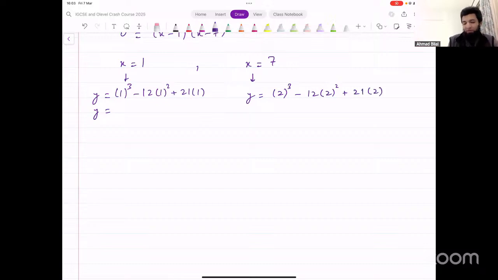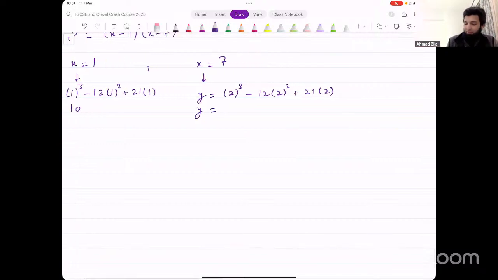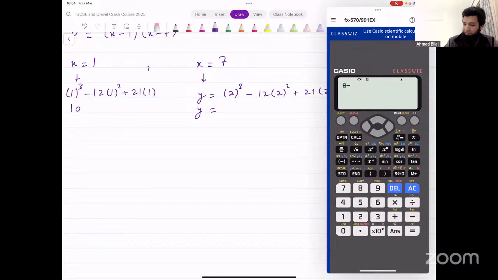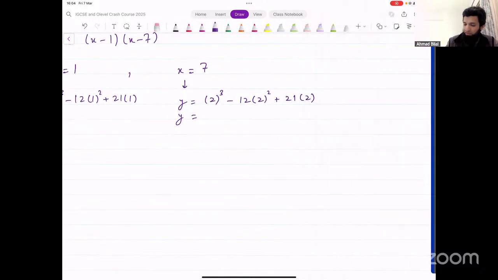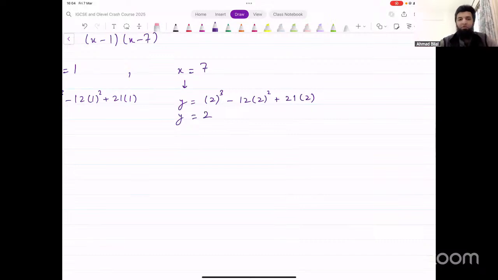The first one gives us 1 minus 12 plus 21. That's 22 minus 12, which is 10. And the second one, what does this give us? 8 minus 12 times 4 plus 42, that's 2. The second one is giving me y equal to 2. These are the two y values that I'm getting for this function.